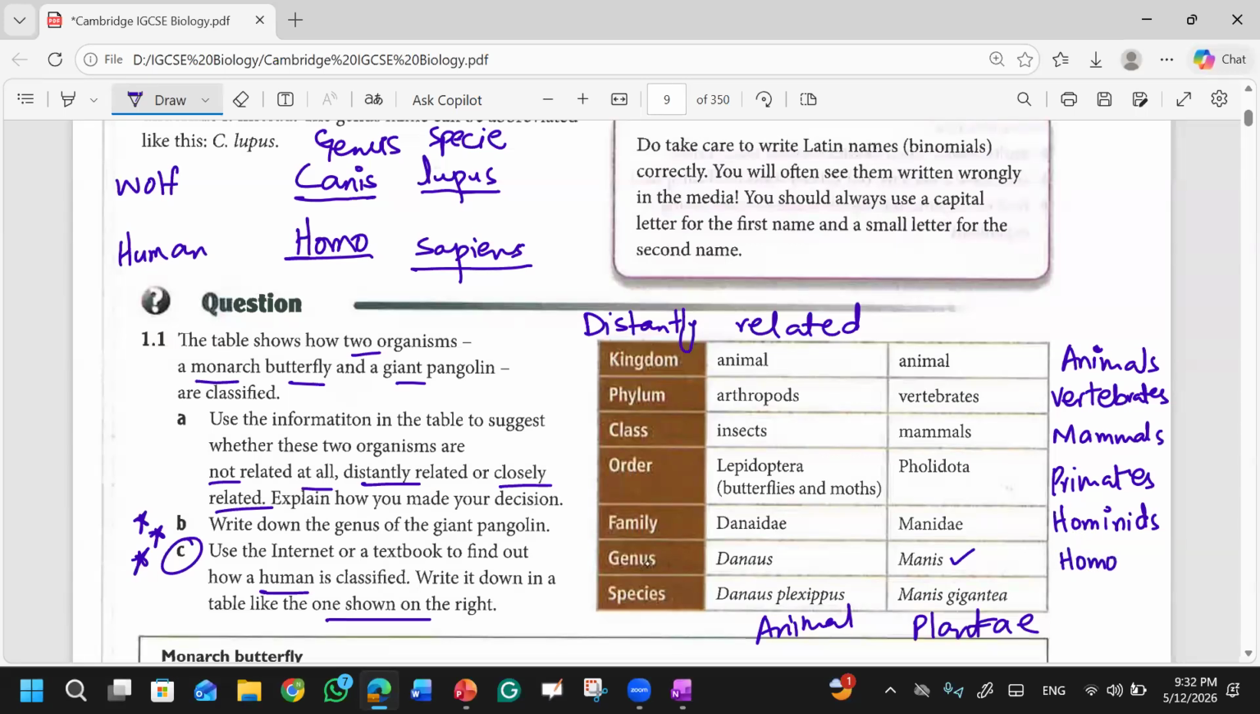Firstly, in genus you will write Homo, and in species you will write the proper name, Homo sapiens. You cannot write just sapiens over here. You will write the proper name. Clear? The naming, and you must memorize this. This is important.